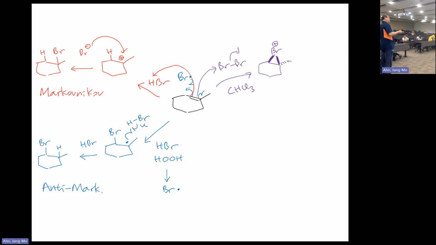But this bromine is going to be connected to two carbons as a bridged ion. We call it a bromonium ion. Bromine is going to be positively charged because bromine is using one of its electron pairs to make a bond with two carbons. So bromine is electron deficient. That's what a bromonium ion is. And when the bromine is electron deficient, it's not just going to be handling all the pressure by itself.